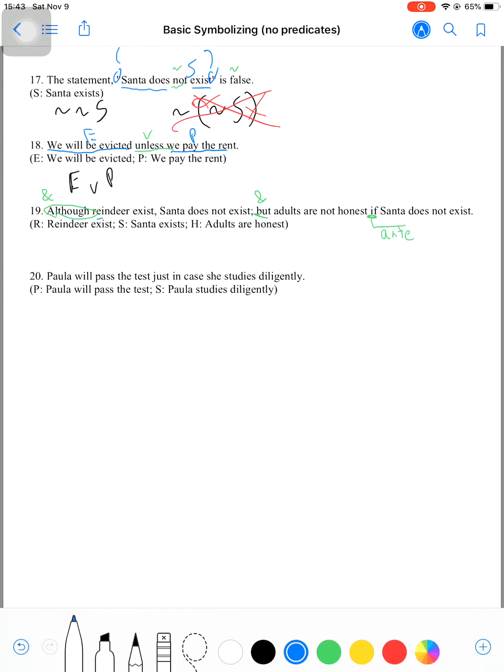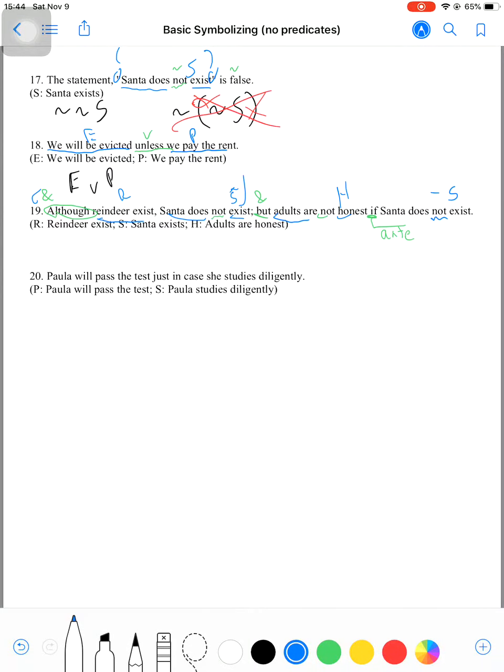So reindeer exist is going to be an R. Note that we have a not. So Santa does exist is written with an S. And all of that's going to be together. And then adults are not honest, so we have a not. And then adults are honest is written by H. And Santa does not exist. Again, we have another not. Or I think it's an S is how we're doing Santa here. Not S. So let's do this piece by piece.